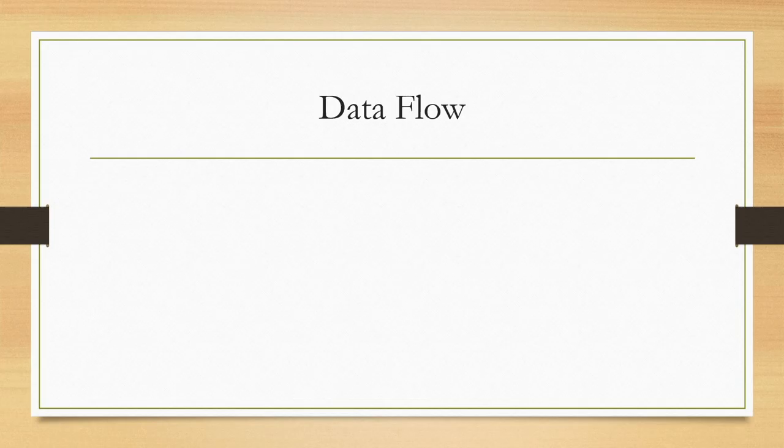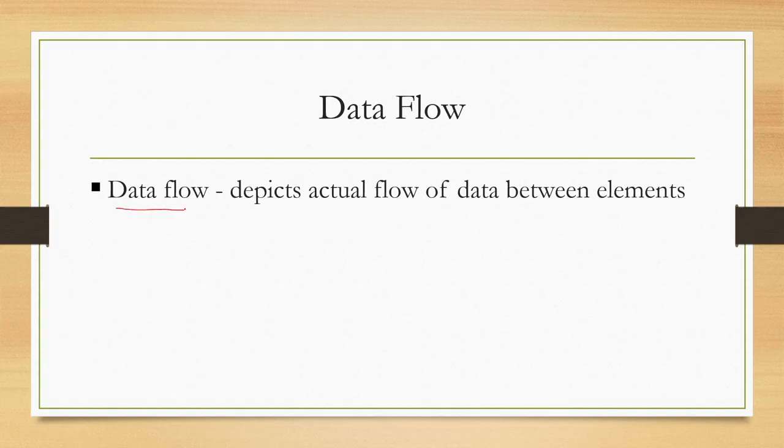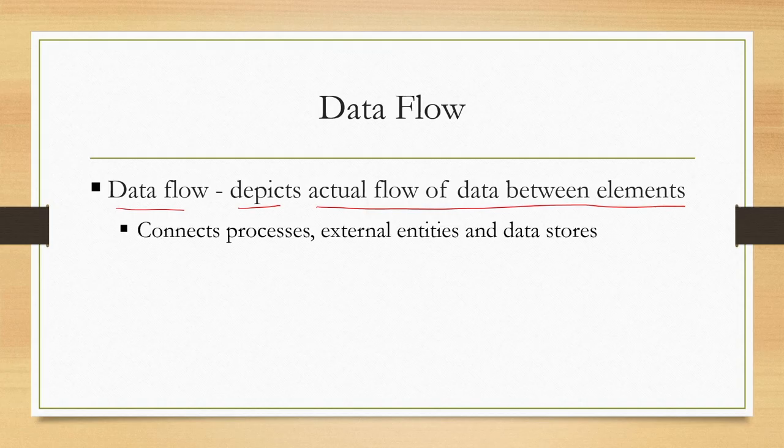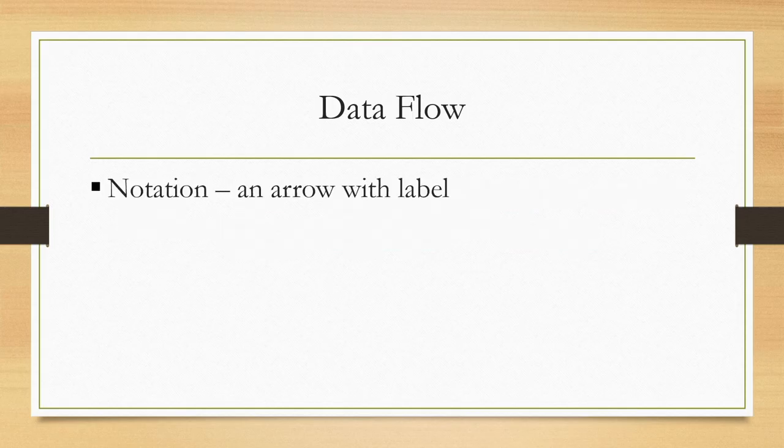Finally, we have data flow, the other component of a DFD. A data flow depicts actual flow of data between different elements. Now, here by elements, we refer to the other components, namely external entity, data store and process. So, data flow connects these elements, processes, external entities and data stores. Without data flow, of course, we will not be able to show the connection between them. And the notation, as we have seen earlier, is simple: an arrow with a label indicating the type of data that is being represented.